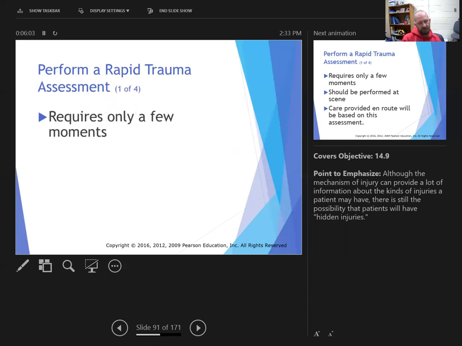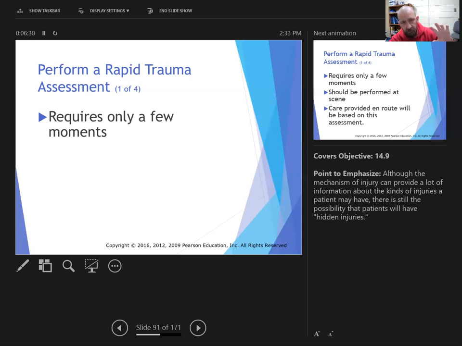What is a rapid trauma assessment? Real simple. It is doing a head-to-toe assessment on the patient. It takes about a minute and a half, a minute or so. We're going head-to-toe on this patient. Now, this is in the secondary assessment, so hopefully we've already found and corrected any life threats.